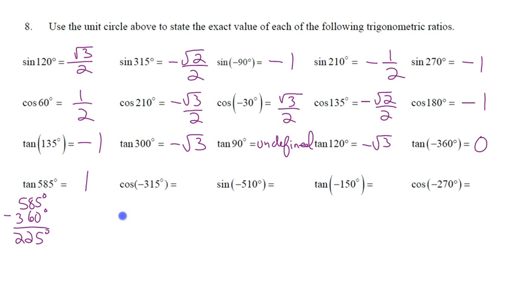All right. What's the cos of negative 315? Root 2 over 2. Positive root 2 over 2. Because this is the same as what? Same as cos of 45, right?